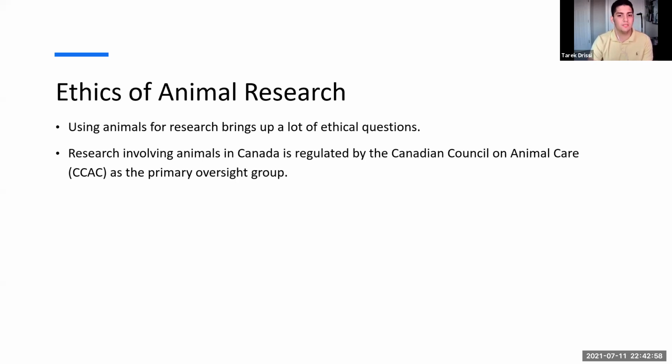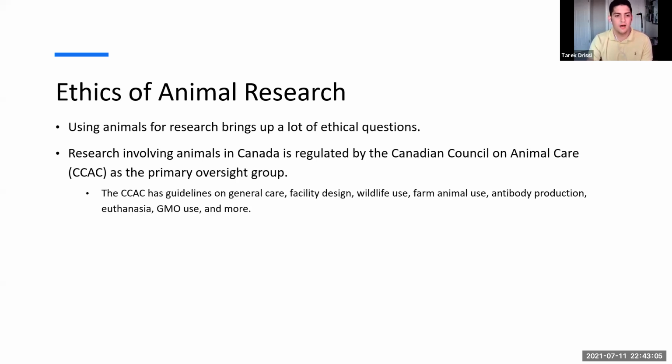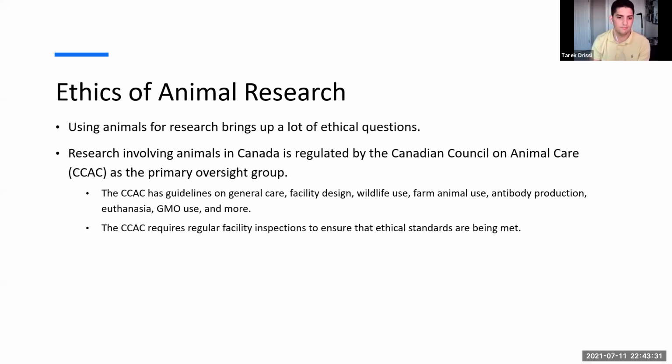Research involving animals in Canada is regulated by the Canadian Council on Animal Care, or the CCAC, as the primary oversight group. So they control guidelines on general care, facility design, and wildlife use. If you're studying animals for ecology, you would have to look at wildlife use. Farm animal use, for people who are veterinarians, you need to get approved to use farm animals for research. Antibody production, as well as euthanasia, GMO use, and much more. So that's just a few of them.